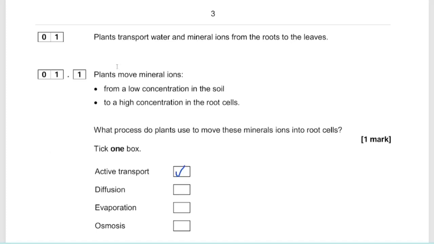Plants transport water and mineral ions from the roots to the leaves. Plants move mineral ions from a low concentration in the soil to a high concentration in the root cell. What process do plants use to move these mineral ions into the root cells? Now what you have to notice here, it says from a low concentration in the soil to a high concentration in the root cell. If it was from high to low, that would be either diffusion or osmosis. Because it's from low to high, that means it's active transport.